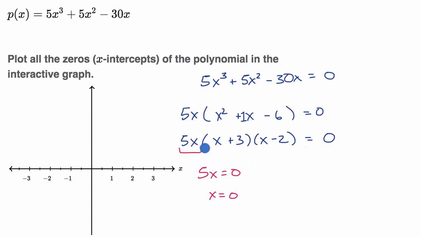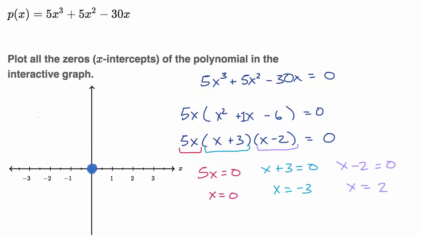The other possible x value that would make everything 0 is the x value that makes x plus 3 equal to 0. Subtract 3 from both sides, you get x is equal to negative 3. And then the other x value is the x value that makes x minus 2 equal to 0. Add 2 to both sides, that's going to be x equals 2. So there you have it. We have identified the three x values that make our polynomial equal to 0, and those are going to be the zeros and the x-intercepts.